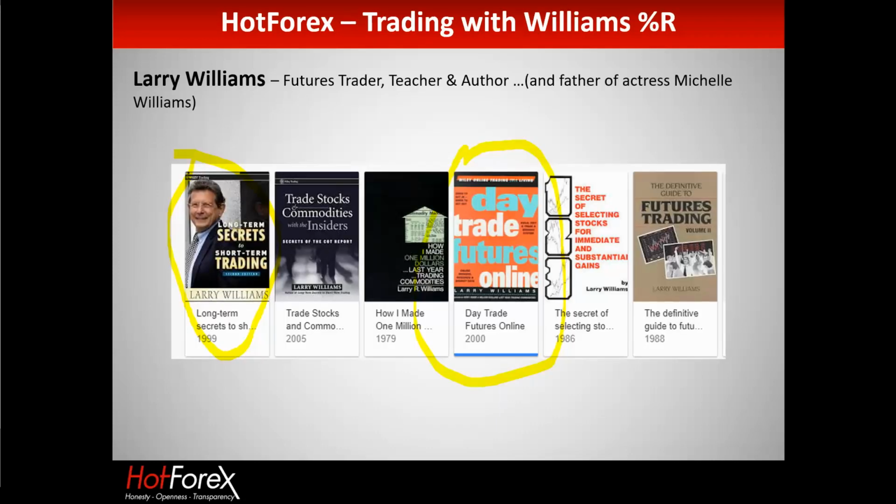So Larry Williams, he's a real guy. He's a futures trader, a stocks and commodities trader, a teacher, an author. He's written loads and loads of books going back to the early 80s. Probably his two most famous ones are Day Trading Futures Online, and this one he wrote in 1979, ages ago, How I Made $1 Million Last Year Trading Commodities, Larry R. Williams, and it's all proof. He's not making it up.